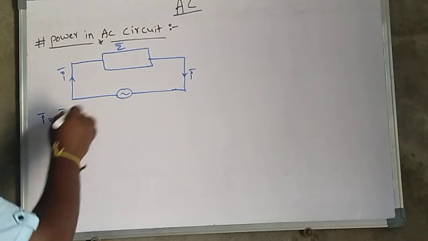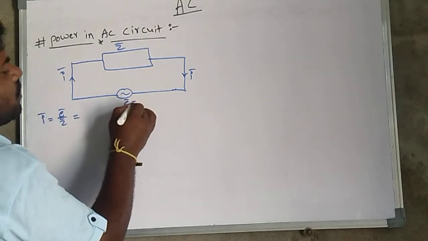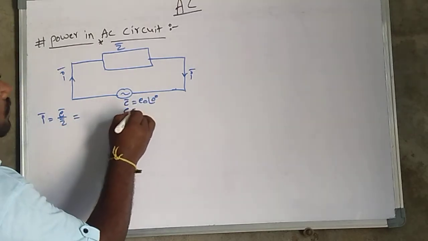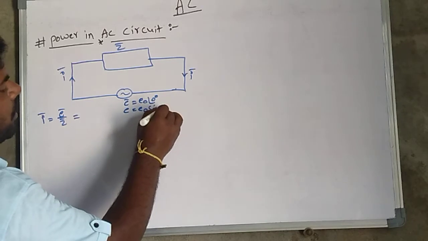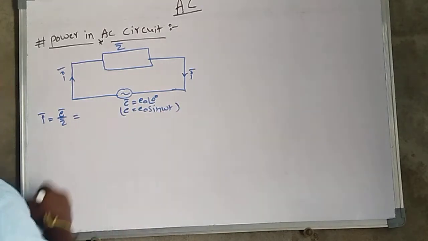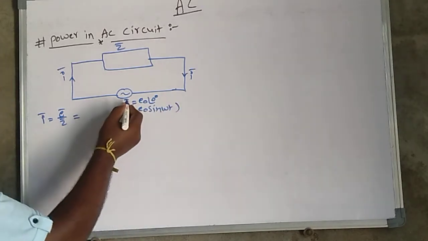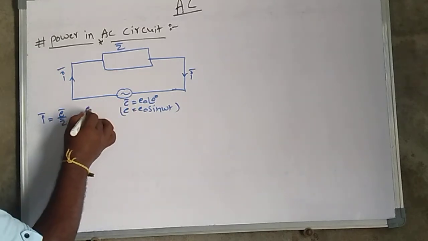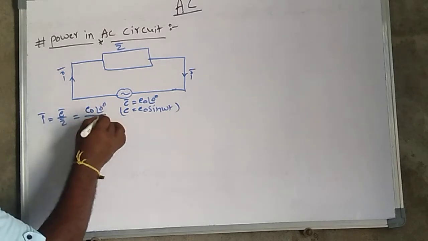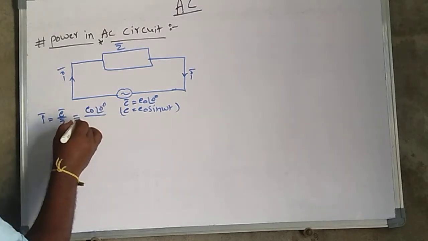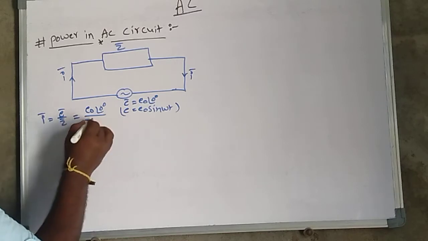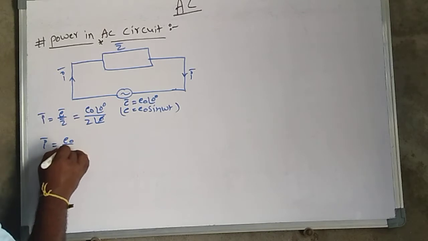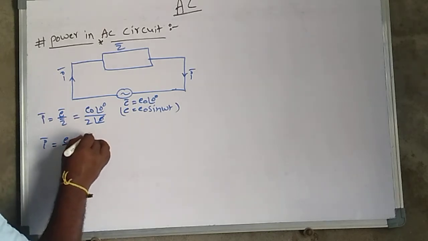E bar is equal to E naught at angle 0, and E is equal to E naught sine omega t. This is the EMF equation, the EMF phasor. So E bar is E naught at angle 0 divided by Z, which is Z at angle phi. So I bar is equal to E naught divided by Z at angle minus phi.